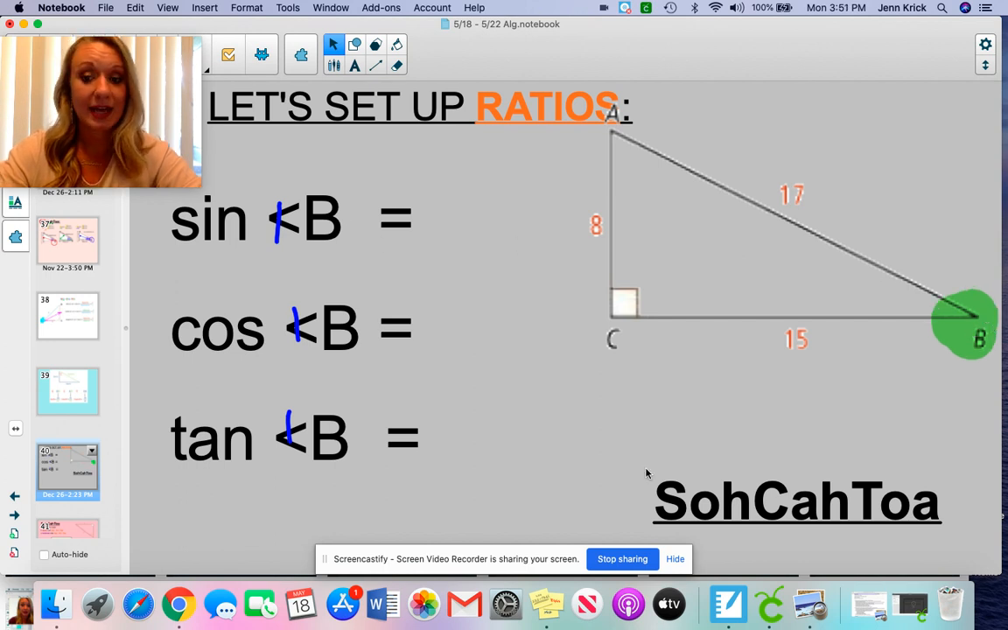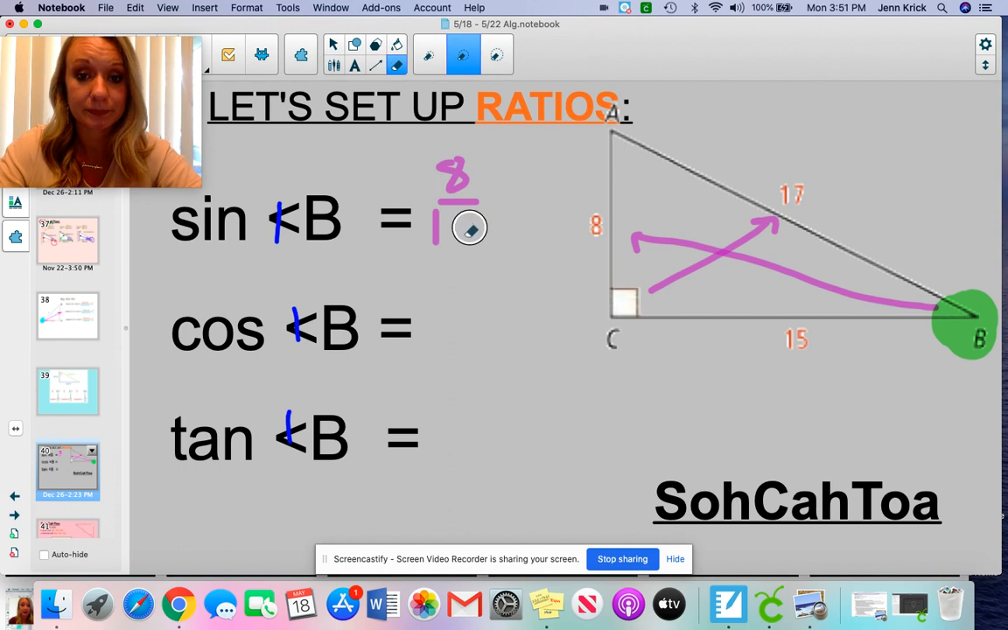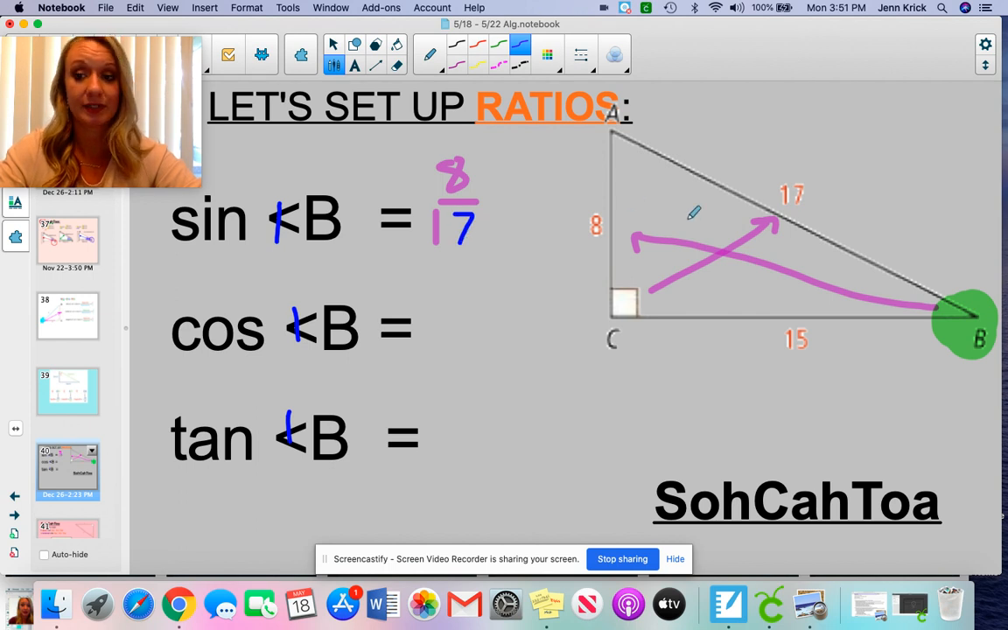If I asked you to find the sine of angle B, I highlighted angle B. Sine means opposite over hypotenuse. So my opposite side is 8 over, H stands for hypotenuse. My hypotenuse is going to be 17 because it's across from my right angle, over 17. So if I asked you to write a ratio for the sine of angle B, it would be 8 over 17 because it's opposite over hypotenuse.